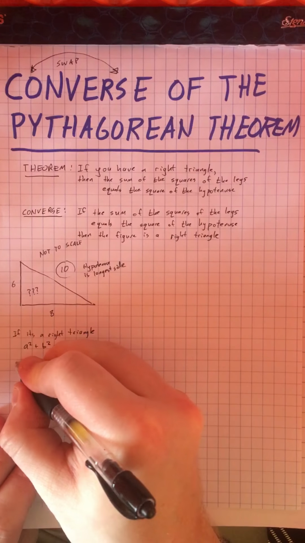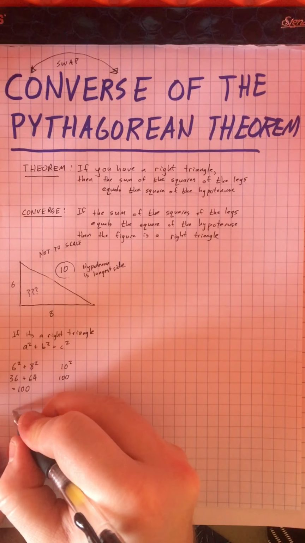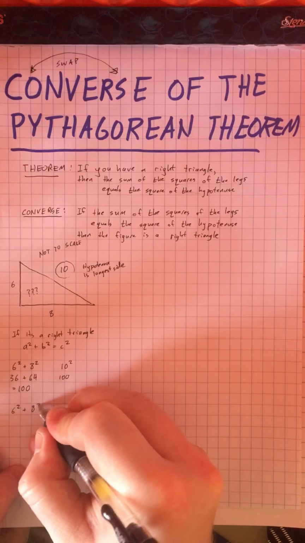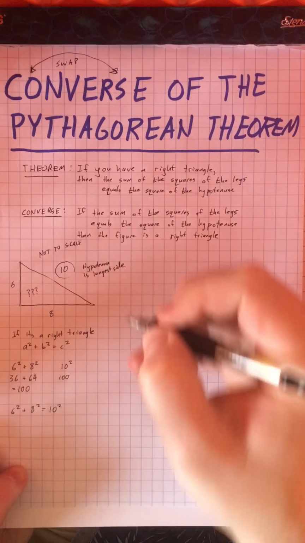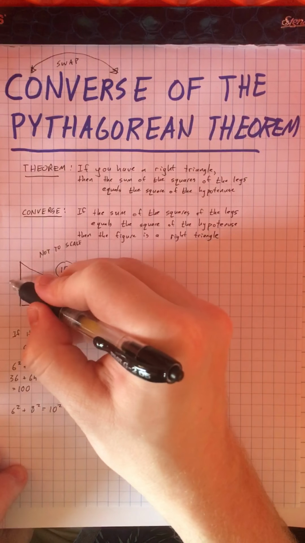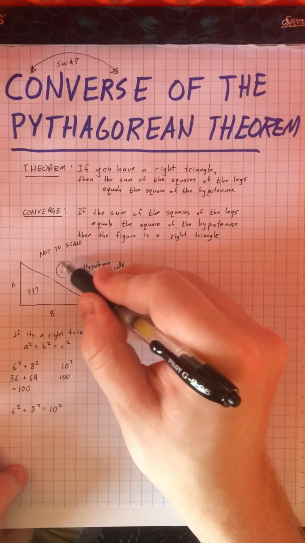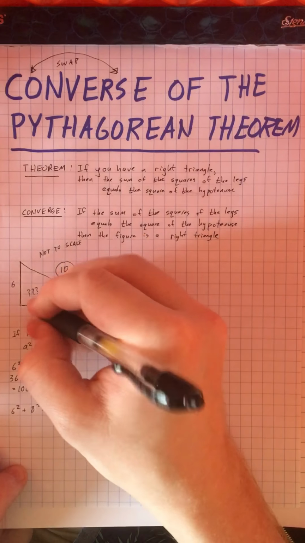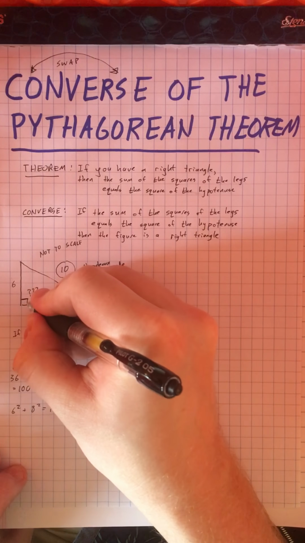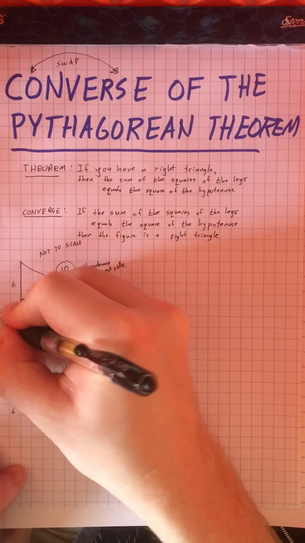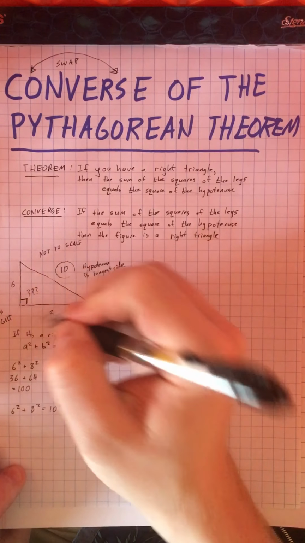Well, 6 squared plus 8 squared is 36 plus 64. That is 100. I'm going to ask myself, what is 10 squared? Well, 10 squared is 100. So I know that 6 squared plus 8 squared equals 10 squared. For this figure, the sum of the squares of the legs would equal the square of this hypotenuse. Therefore, I can conclude that this must be a right triangle by the converse of the Pythagorean theorem.